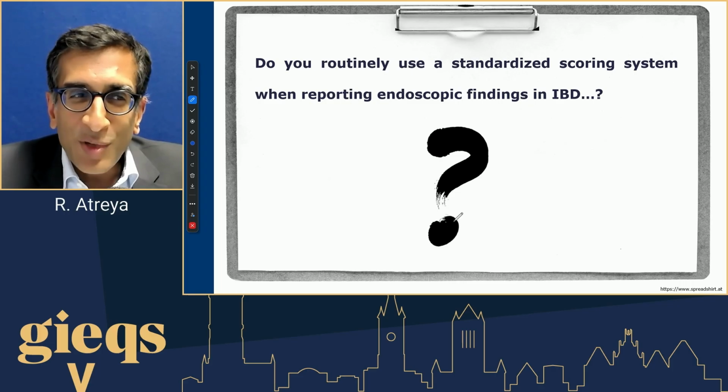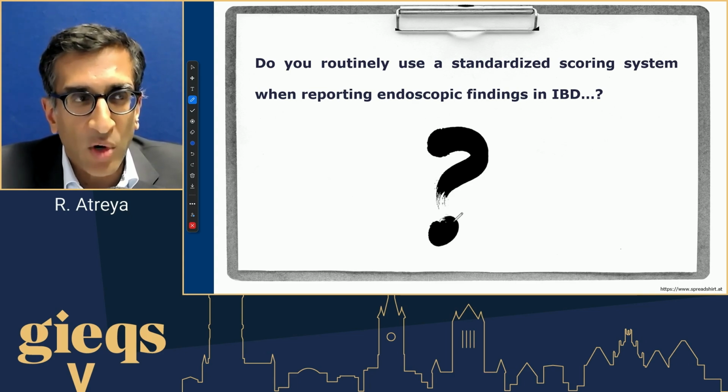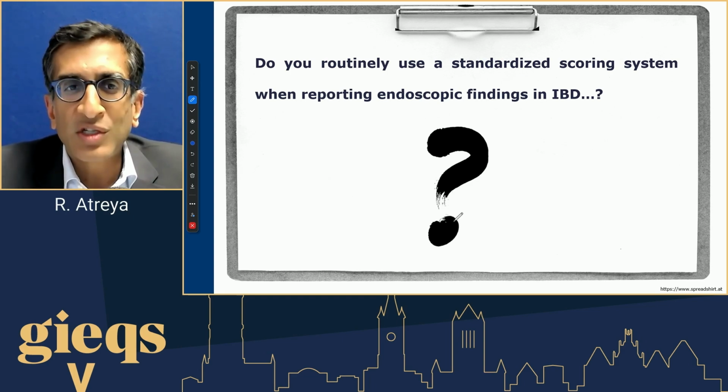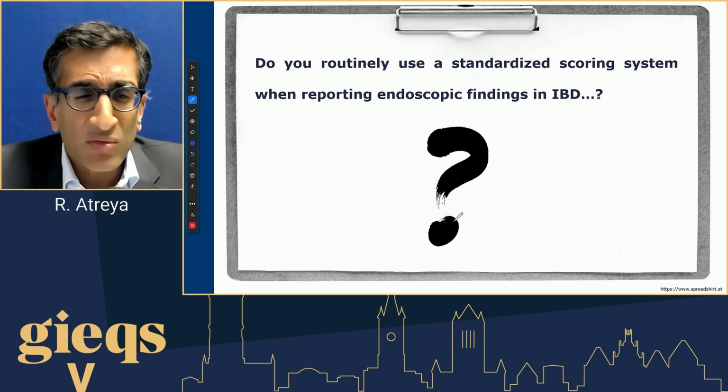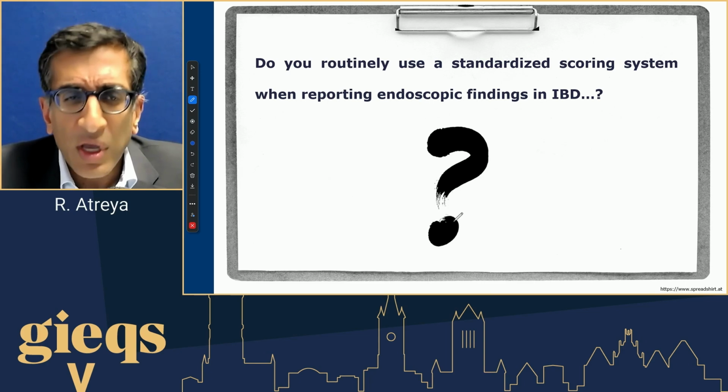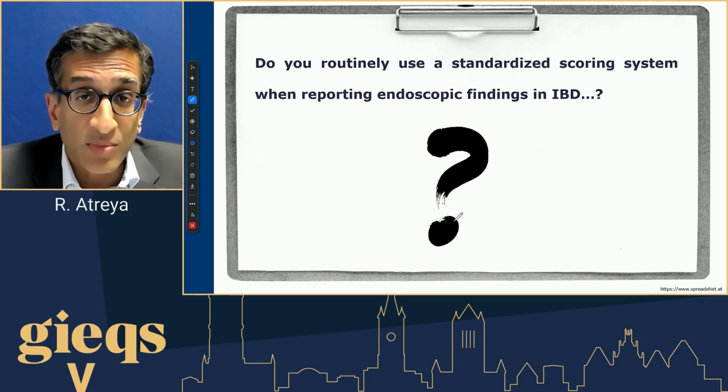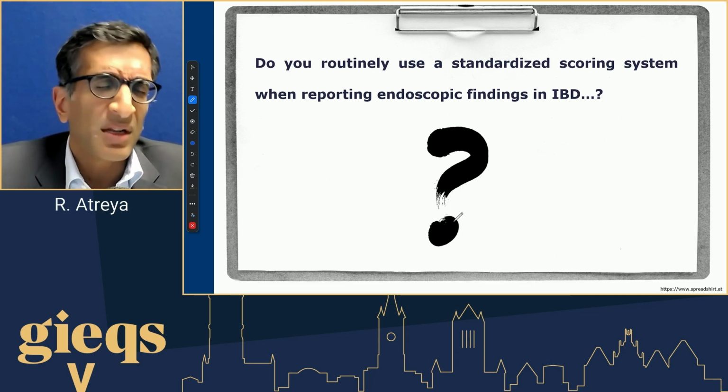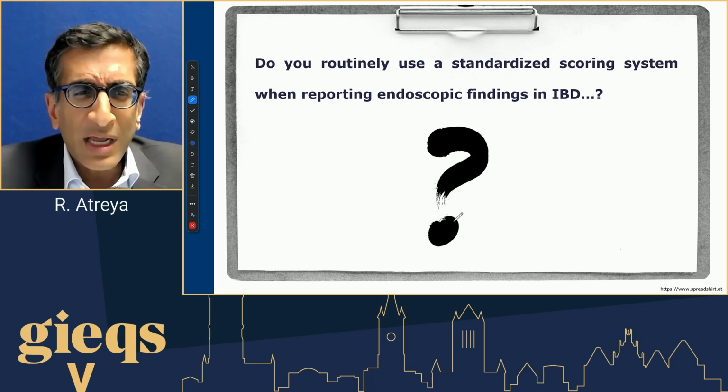Now I think a little bit of a pivotal question. Who of you, just think about yourself, uses a standardized scoring system when reporting endoscopic findings in IBD? So probably most of us do not. When we ask ourselves why we're not using it, we have scores to describe it, and at least it's an objective parameter, we would say they're too complicated. But they're not so complicated.